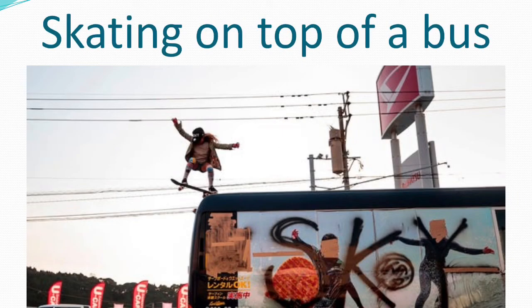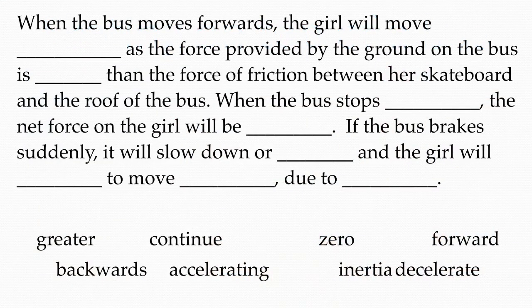Here we have Olympic hopeful Sky Brown on a skateboard on top of a bus. I'd now like you to pause the video and copy and complete this paragraph to explain what happens as the bus starts and stops moving with Sky Brown skateboarding on the top of it. Use the words at the bottom to fill in the gaps.